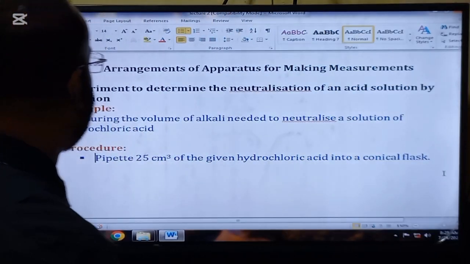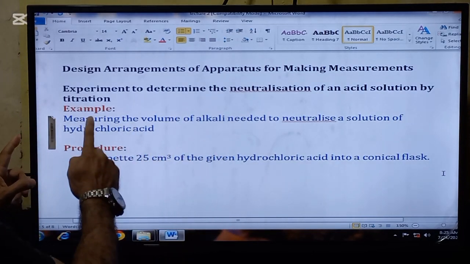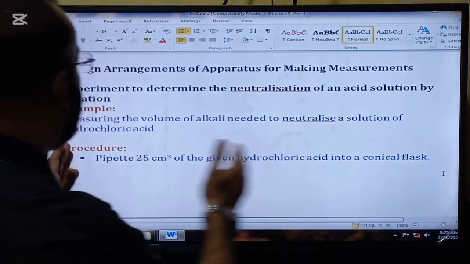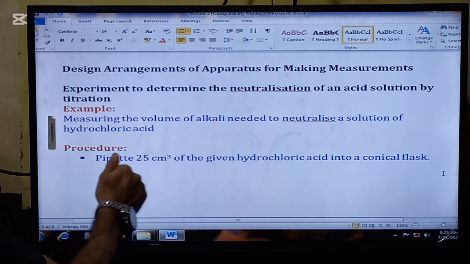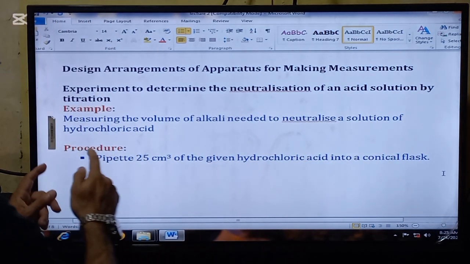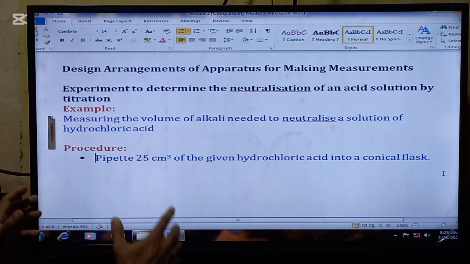So concentrate yourself. We are going to start now and we will understand this topic, that is, the experiment to determine the neutralization of an acid solution by titration, through an example. The example is measuring the volume of the alkali needed to neutralize a solution of hydrochloric acid. So concentrate yourself. Here are the steps now.